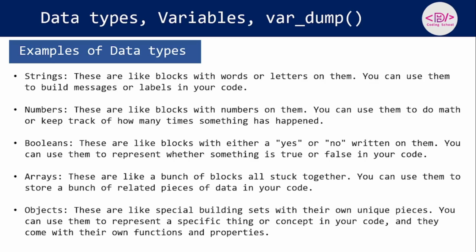Okay, now another type we have are numbers. So these numbers are just like blocks with numbers on them. You can use them to do math or keep track of how many times something has happened. So another type is called numbers, and these ones are the ones we use in computations and even other things.